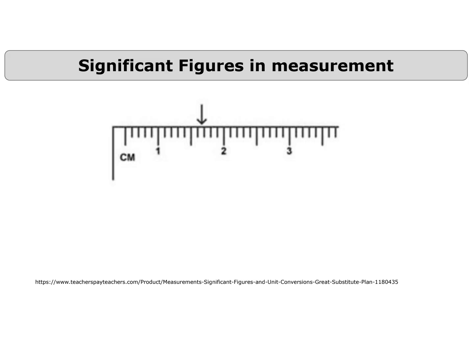If we measure to the indicated arrow, we can see that our arrow is between 1.6 and 1.7 centimeters. We can estimate the last digit such that our measurement would be 1.68 centimeters. In this example, we would have three significant figures.